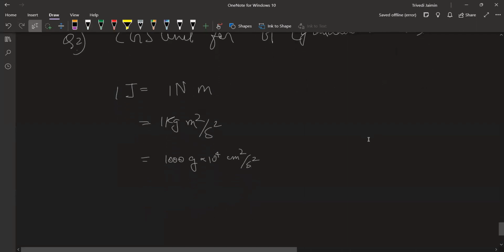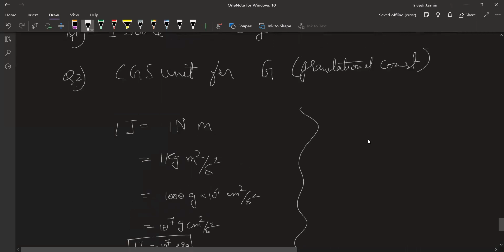So 10 to the power of 7, and then it would just become ergs. Yes. Yeah, that's great. Which is 10 to the power 7 erg. This is your first conversion.